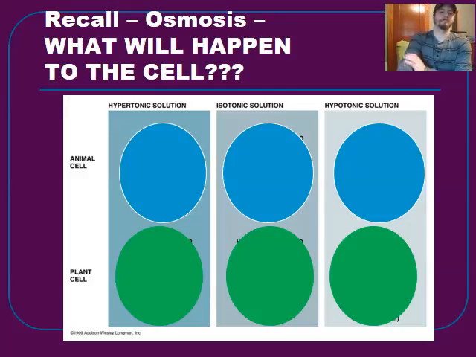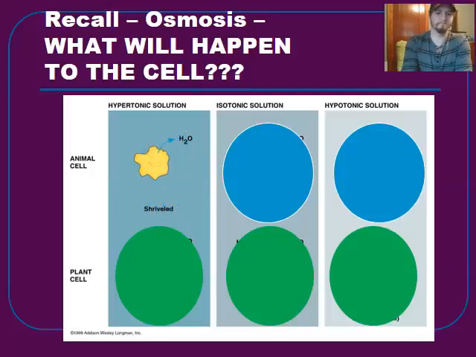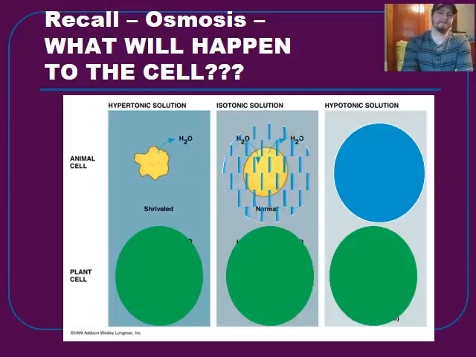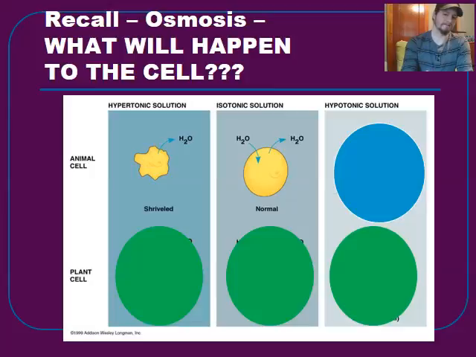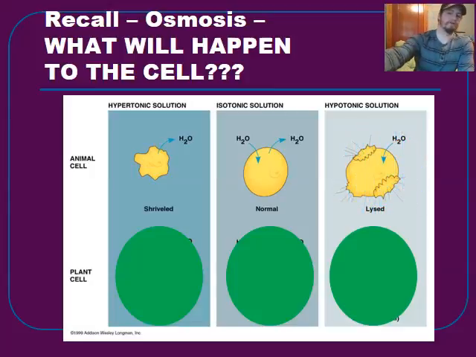So let's think back here. An animal cell in hypertonic solution. What do you think is going to happen to it? It's going to shrivel up. Hypertonic, water moves out. In an isotonic solution, however, animal cells like this, so they stay relatively balanced. In a hypotonic solution, water is going to be rushing into the cell, causing it to swell up, and if it doesn't stop, it will eventually explode.